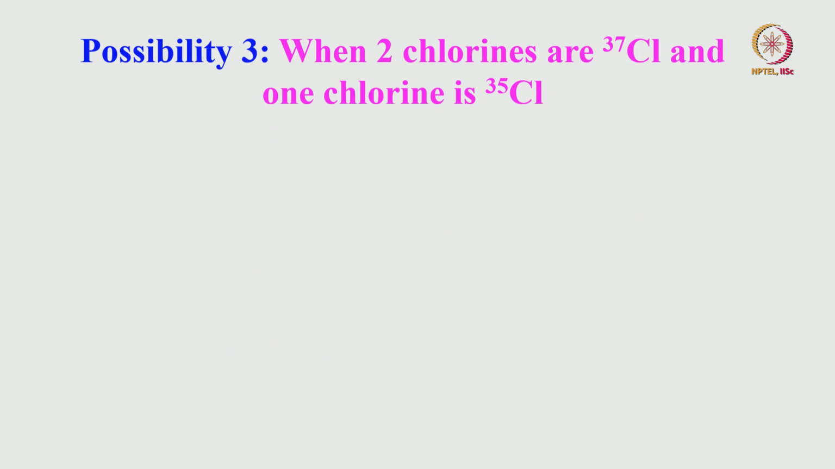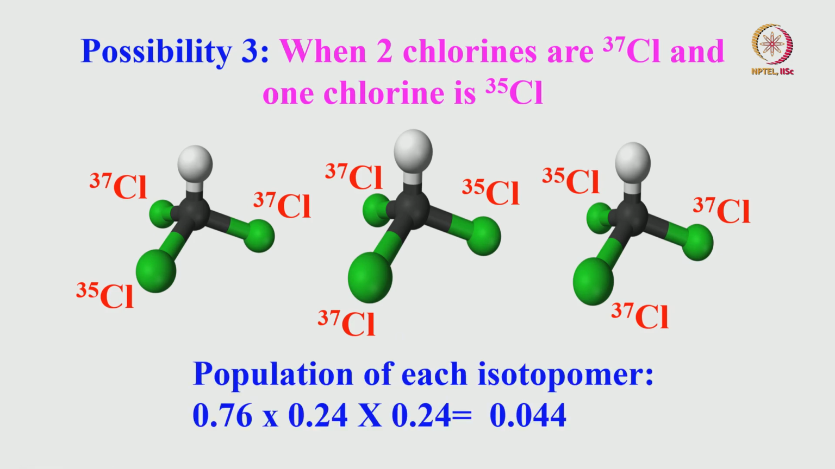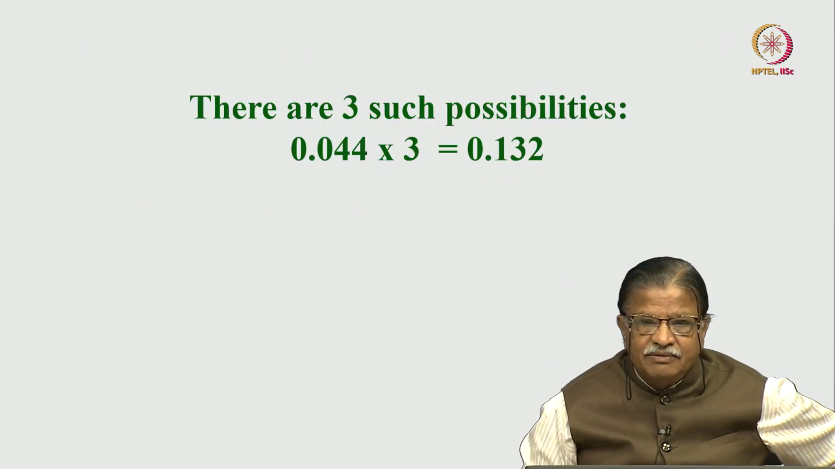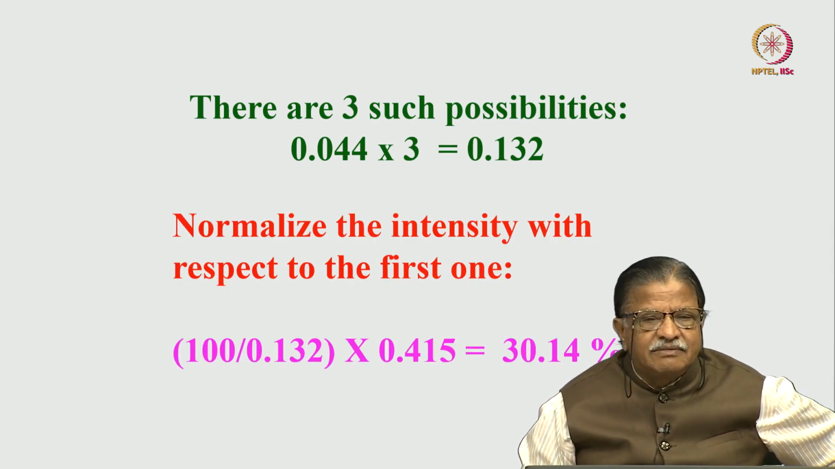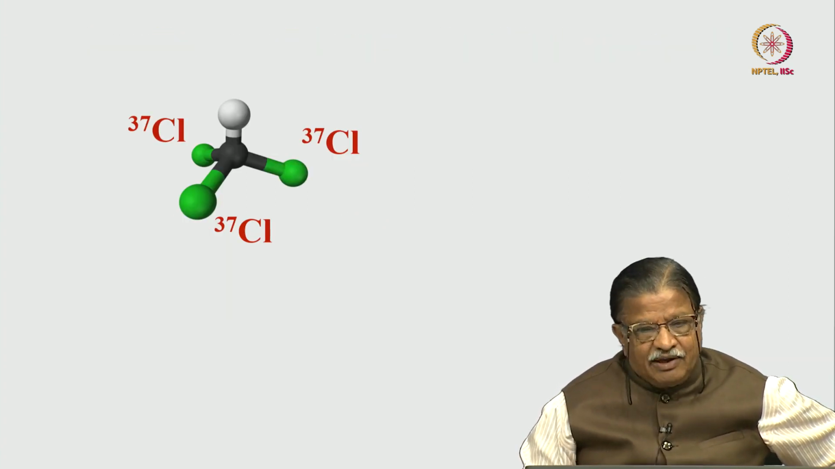Now what is the next possibility? 2 chlorines are 37 and one is 35. There are again 3 such possibilities: these two can be 37 and this is 35, and so on. Now what is the population? Only one is 35 and two are 37, so multiply 76% for 35 and 24% for each of these two, which is 0.044. Again 3 such possibilities gives 0.132. Normalized with the first one, it turns out to be 30%. Very interesting. So we got the third peak also, of 30% intensity.